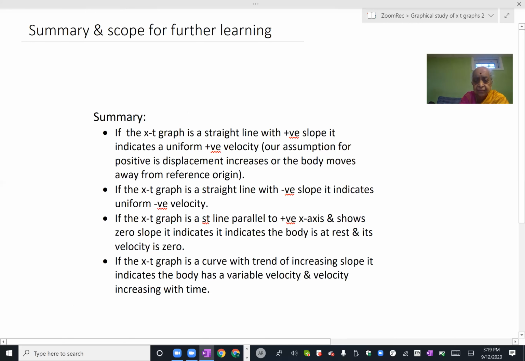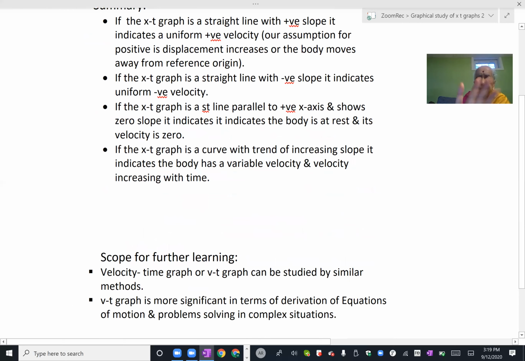So we will talk about the decreasing trend in the subsequent units that we study. If the x-t graph is a curve with a trend of increasing slope, it indicates the body has a variable velocity and the velocity goes on increasing. If velocity increases with time, what is the next corollary that you can infer? It is an accelerated motion. What are the limitations of the graph? It does not tell me whether it is uniform acceleration or variable acceleration, but sure it is an accelerated motion. That much you can say. This is the summary of whatever you learned in the 4 parts of the graph.